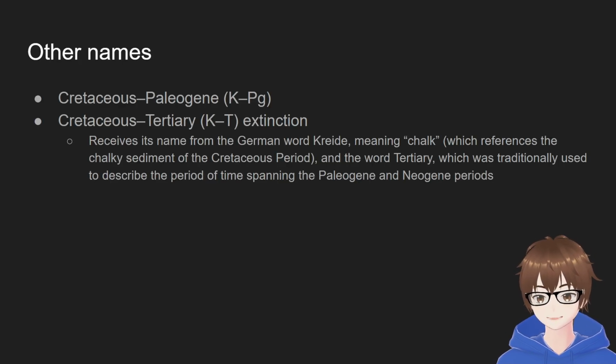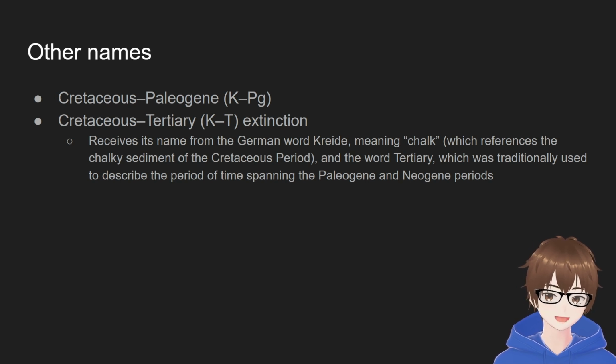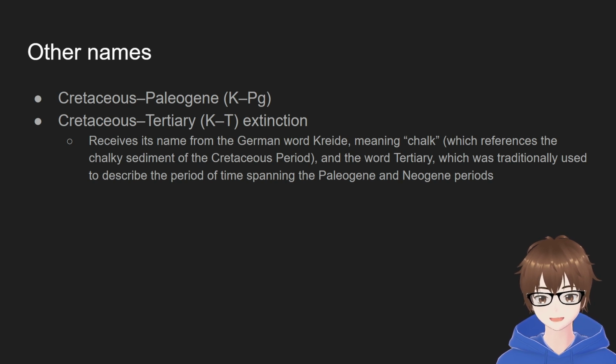And as you can see, some of the names for what it was are the Cretaceous-Paleogene or the KPG, or the Cretaceous-Tertiary or the KT extinction. And it receives its name from the German word Kreid, and it means chalk, which references the chalky substance or sediment that is found during the Cretaceous period, and the word tertiary, which is traditionally used to describe the period of time spanning from the Paleogene to the Neogene periods.